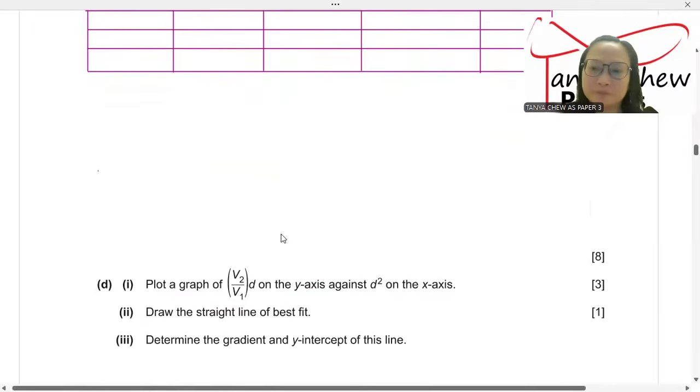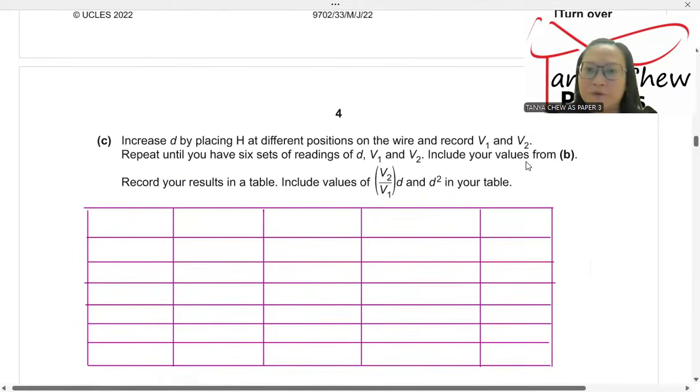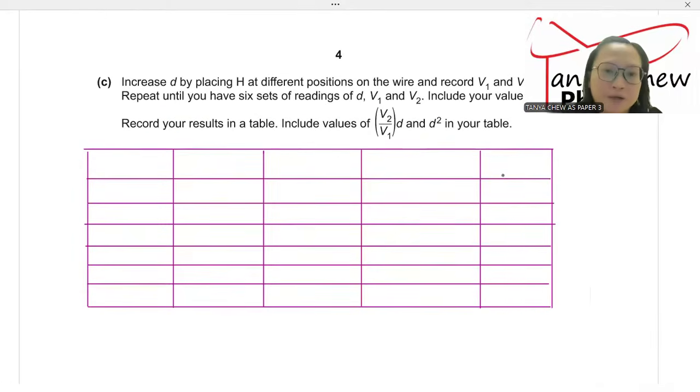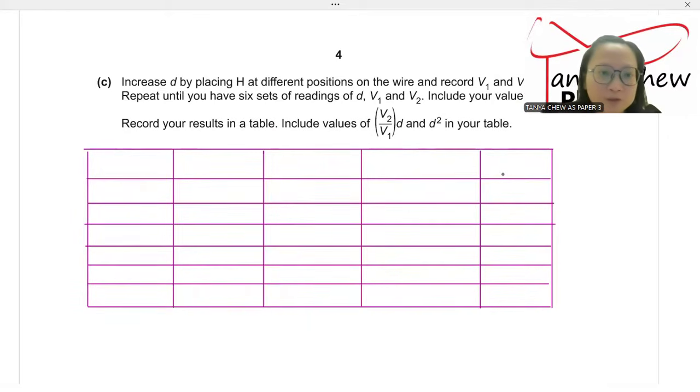Now, the first thing that you need to write on your table, because the question asks you to include the values from B. So I'm going to write down the heading for the table first. They ask us to put the D value. So D, this is a symbol, slash the unit.